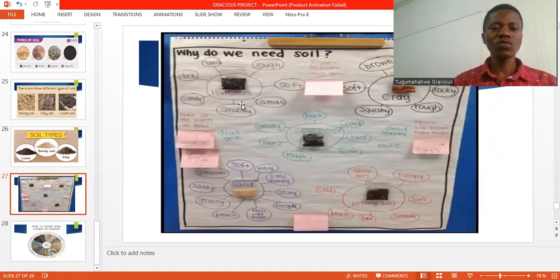This is also a chart. I can bring a chart showing different types of soil, and I can bring to them to explain or connect different types of soil, how they look like, and to avoid the misconception of those soil types, and do revision about it.